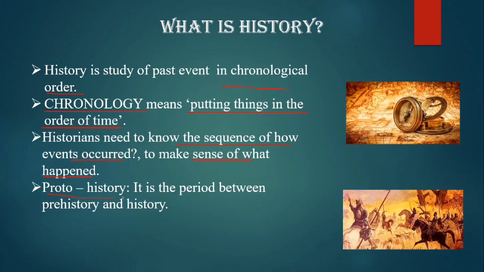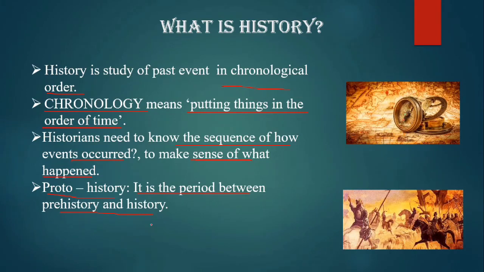Proto-history. Proto-history is the period between prehistory and history. Prehistory means when we don't have any written evidence, we don't have any written records. It is the period when the early man lived. Early man lived in the forest. They were wanderers, going from one place to another. They were hunters. They don't have any written records.